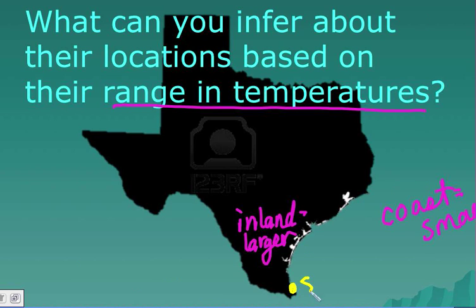South Padre Island is right around in this neck of the woods for Texas, where Donna is right in the middle of the peninsula here, becoming my inland city. Being inland, it has a much larger range in temperatures, seeing that 20 plus degree difference within the month, where South Padre Island was more in the teens, 12 and 15.